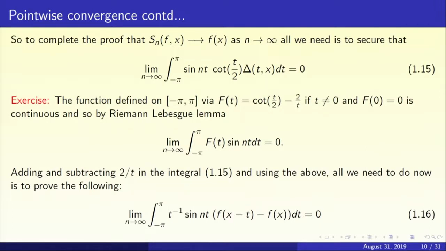So what does that give us? That means our problem of proving S_n f(x) converging to f(x) boils down to checking 1.16 in this slide. Namely, we need to check that the limit as n tends to infinity of the integral from minus pi to pi of t inverse sin nt into f(x minus t) minus f(x) dt should go to 0. So instead of cot(t/2), I replaced it by 2/t. 2 is an innocent constant, and so we are just reduced to proving 1.16.